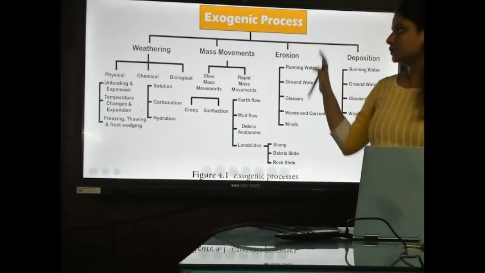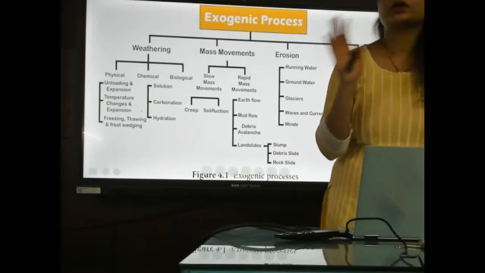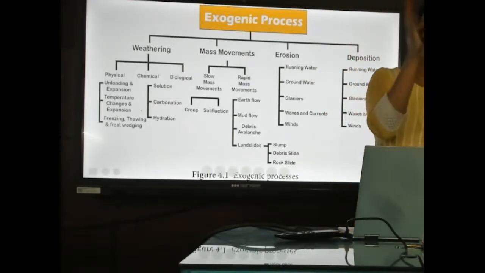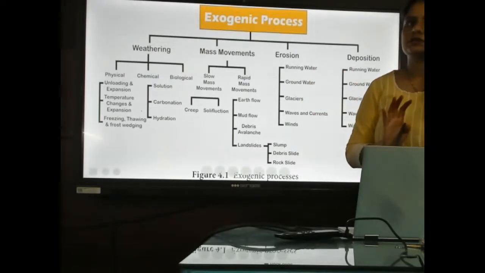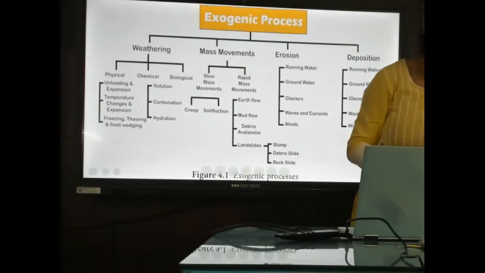Understood? Fine. So we will start this chapter tomorrow. But you have to revise the previous chapter. Don't forget to revise. If you are not revising, there is no use of doing all this drama. Understood? Fine. Chalo. Now you can take it.